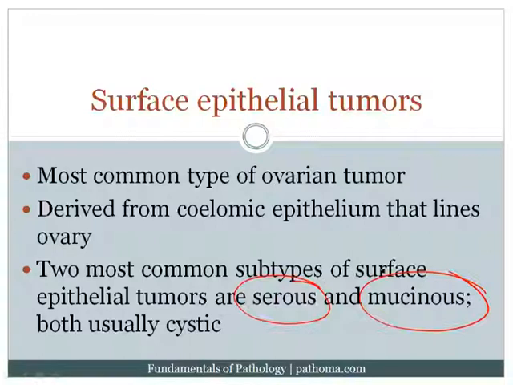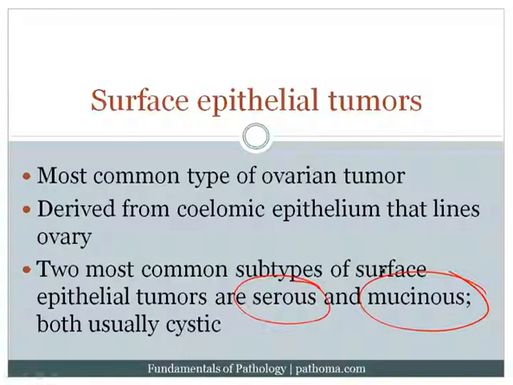Now we can look under the microscope and we can confirm whether the cells are really serous or mucinous, but that's a very sort of introductory way to look at these tumors. So the two most common tumors of the surface are serous tumors and mucinous tumors. Both are usually cystic. When you have a serous tumor, it's usually full of water. When you have a mucinous tumor, it's usually full of mucus.